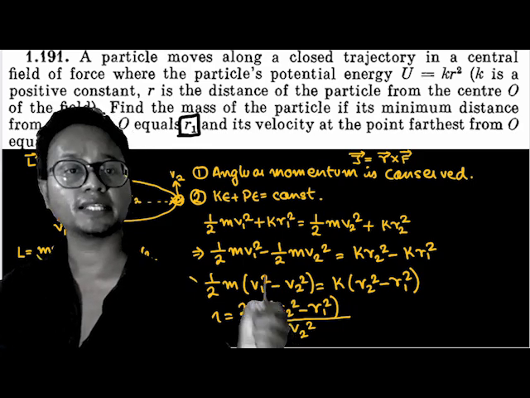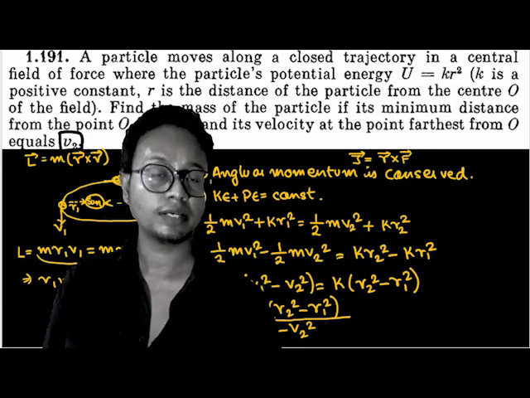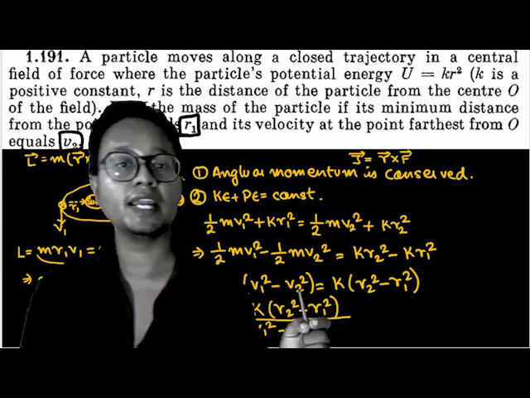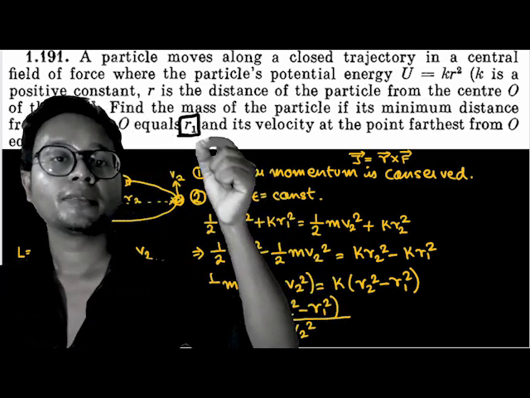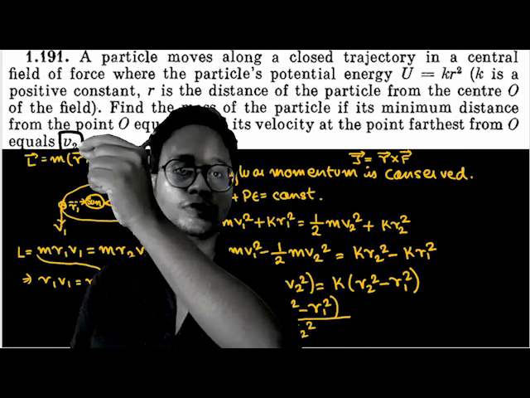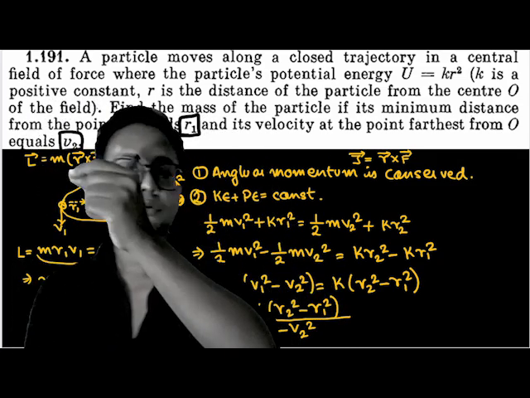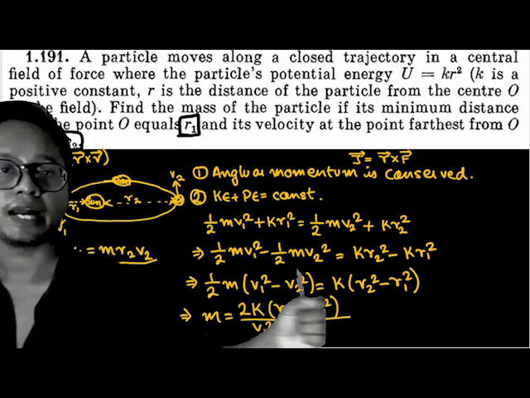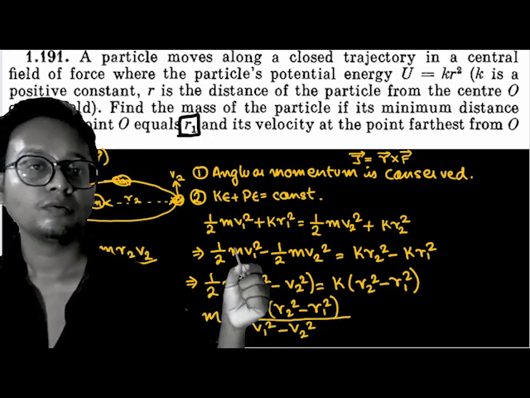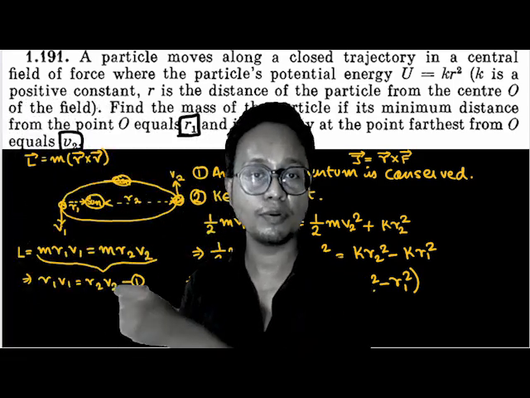The remaining variable k is also allowed because U is equal to k r square. So you have to eliminate the variables v1 and r2, isn't it? v1 and r2 should be eliminated from this equation. And how do we eliminate v1 and r2 from this equation? We have to use the equation of conservation of angular momentum.